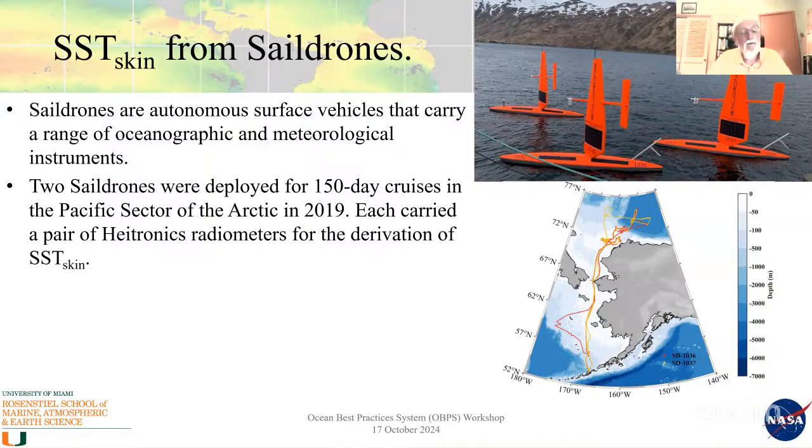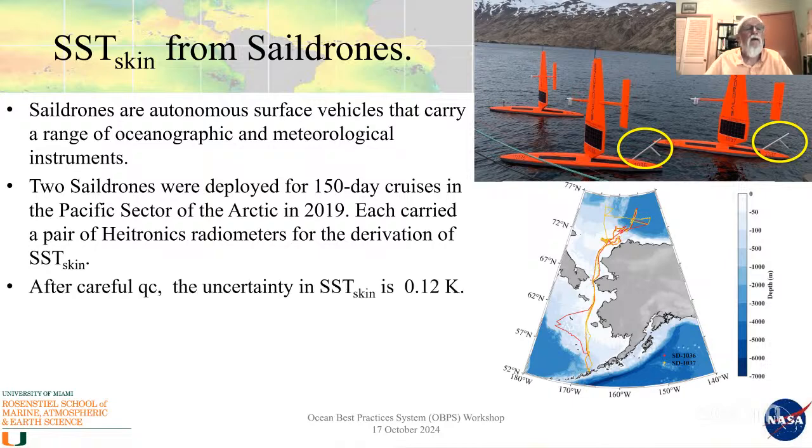And these show what we call the unicorn configuration of the radiometers. Oh, I'm trying to get a pointer in, never mind. Okay. You cannot use all the measurements. You have to discard a very large fraction. But when you have done that, the RMS uncertainty is about 0.12 K, which I found remarkable.